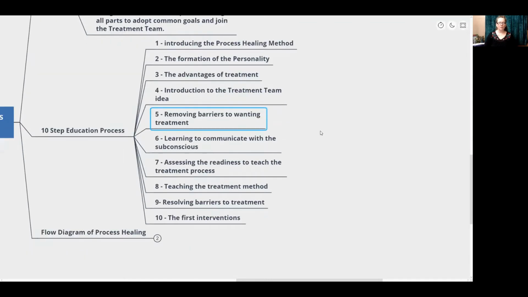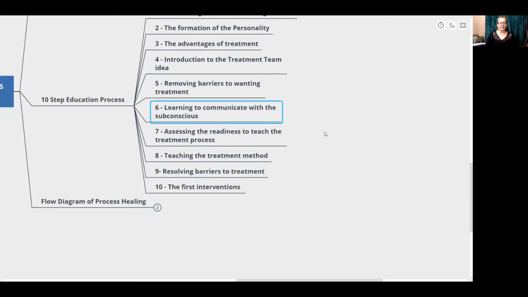Step number 5 is removing barriers to wanting treatment. So again, sometimes aspects or parts will have a reason for not wanting treatment. And he goes over in detail some of these reasons for not wanting treatment. But again, the goal is to get each part to join the treatment team.